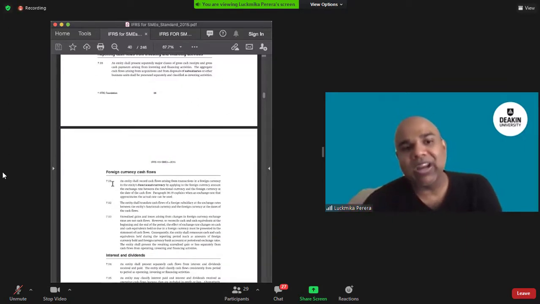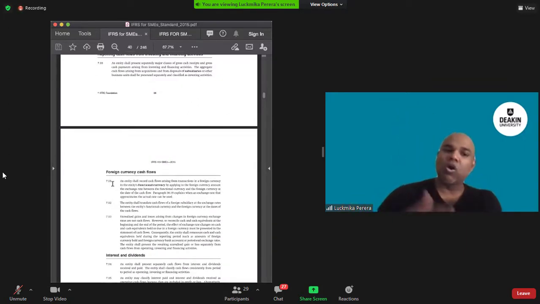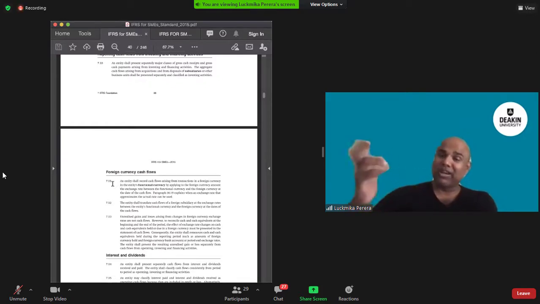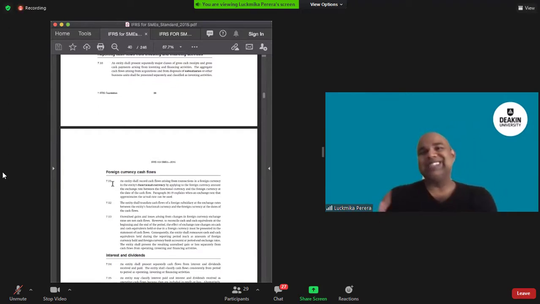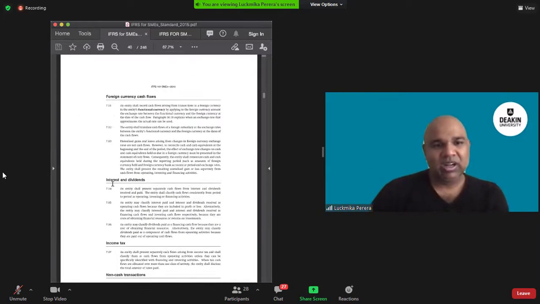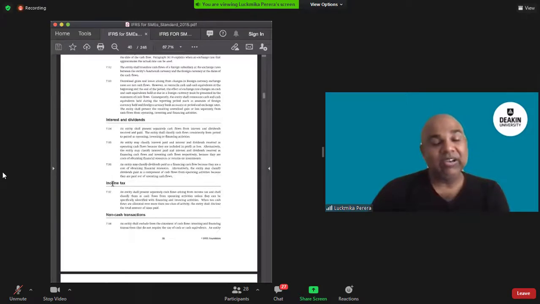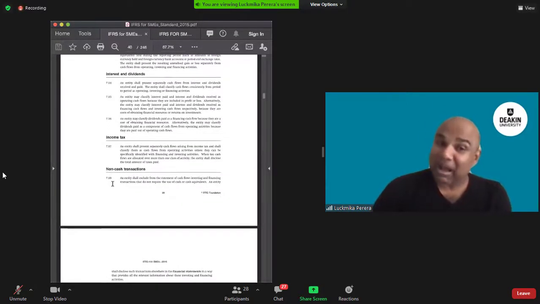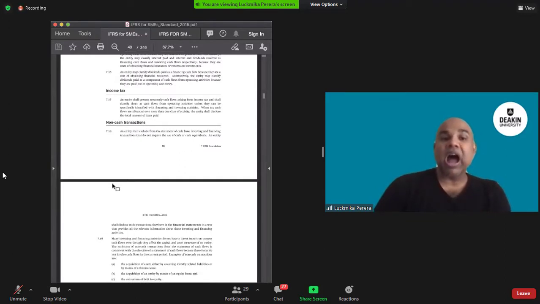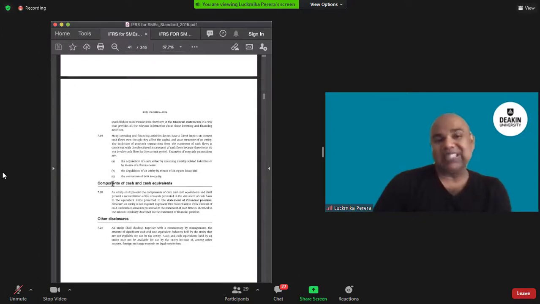And then we have the foreign currency cash flows, which also need to take into account any foreign currency translations, any money gained or lost in changing from rupee to dollar, dollar to rupee, and so forth. Okay. Interest and cash dividends paid, income tax money paid, and non-cash transactions that are equivalent to cash flows shall also be noted in some cases.